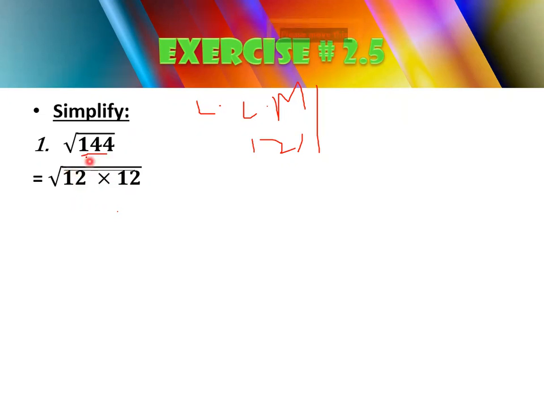And then what does it mean? It means that you will write it in this form, 12 square. You can make the pair of this one, just like by this line. It means 12 is squared. So I can cancel this square with the root, and what I will get in the end is simply the answer, that is 12.